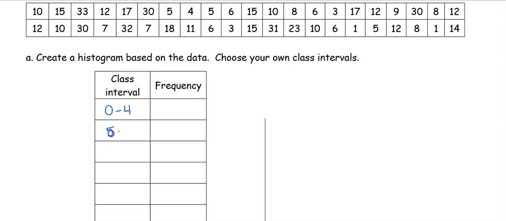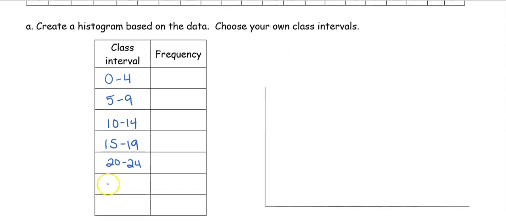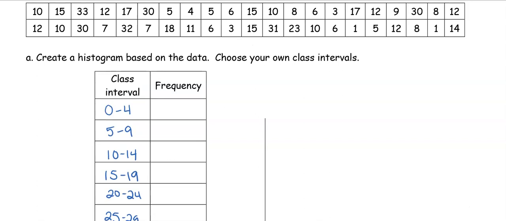So our next class is going to be from 5 to 9 cousins, 10 to 14, 15 to 19, 20 to 24, 25 to 29, and 30 to 34. Now what we've got to do is the frequency. How many times did that occur? So I look for 0 to 4. Anywhere that I see 0 to 4, I'm going to include 4. So if I look through, there are 5 different people that have between 0 to 4 cousins.